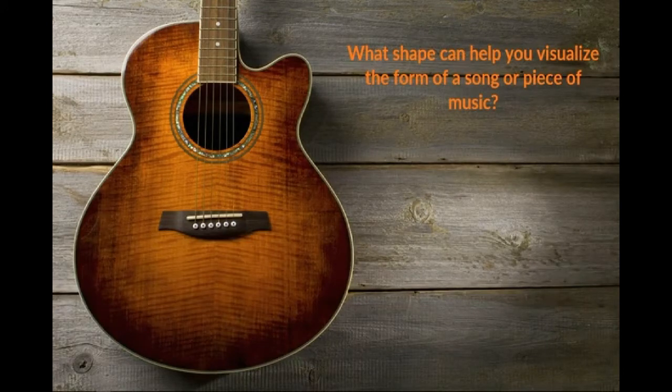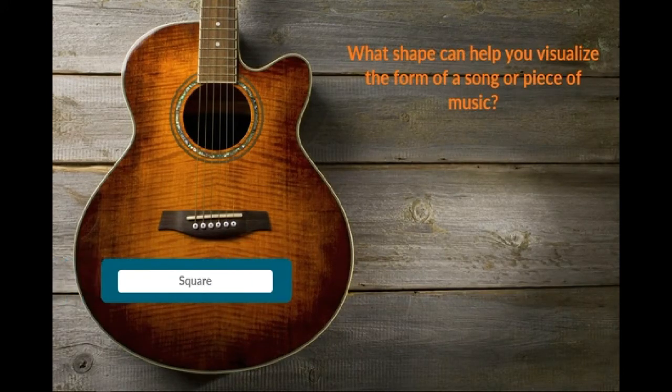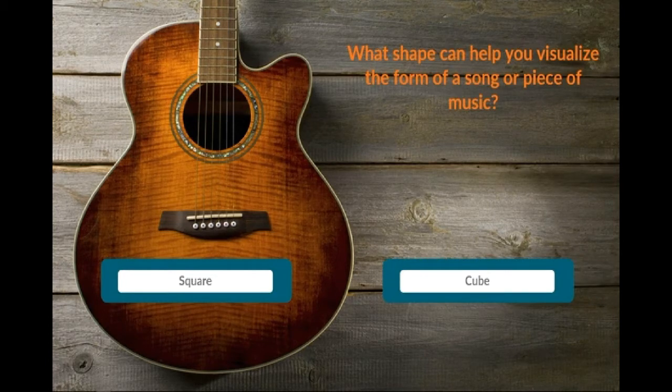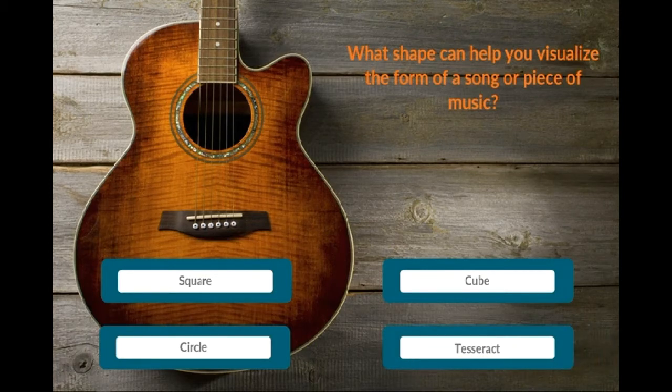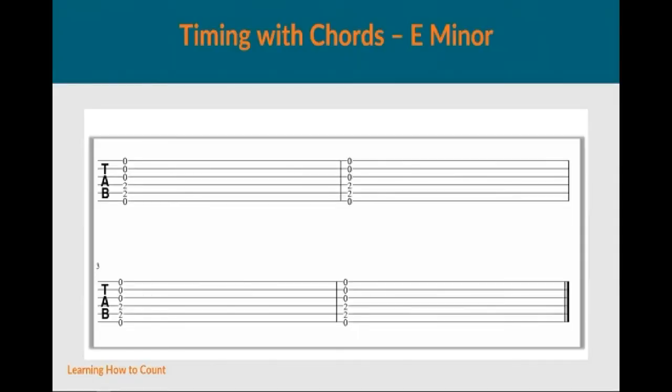So, again, just to make sure you all were paying attention, what shape can help you visualize the form of a song or piece of music? A square, a cube, a circle, or a tesseract? Alright, yes, very good. Everybody's getting this very quickly. It is indeed a circle. And Sean is asking, what is a tesseract? It's a 4-dimensional cube, if you will.